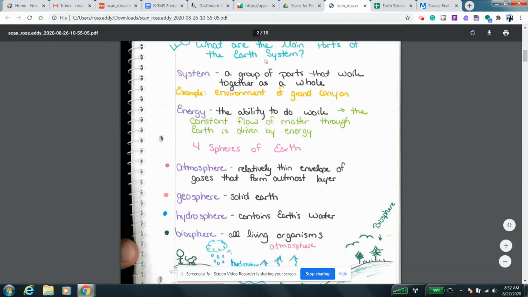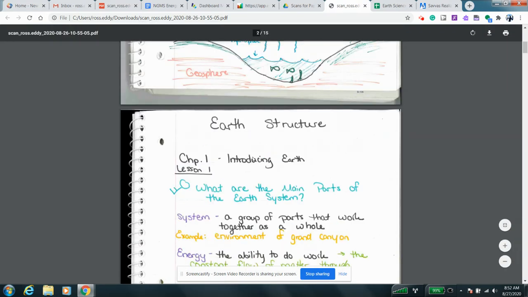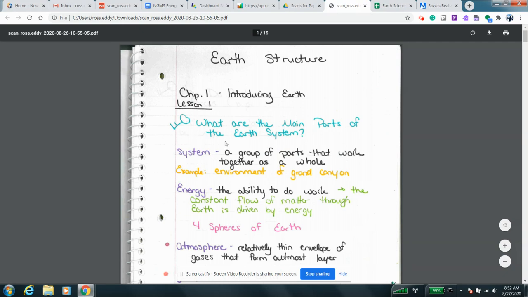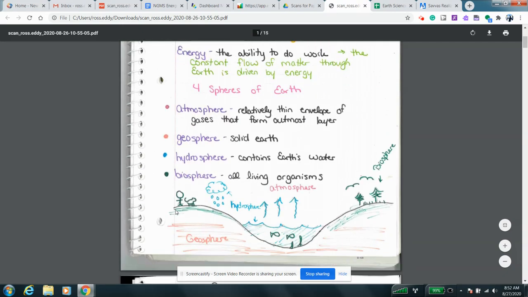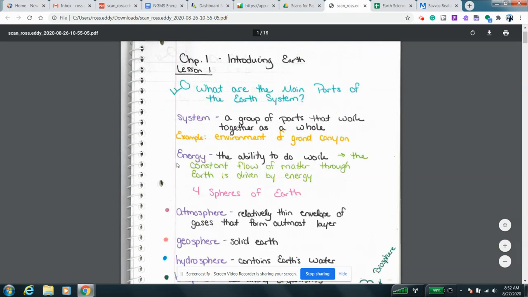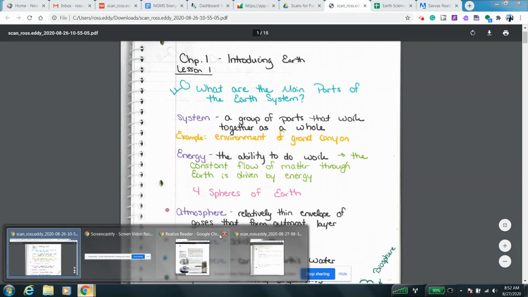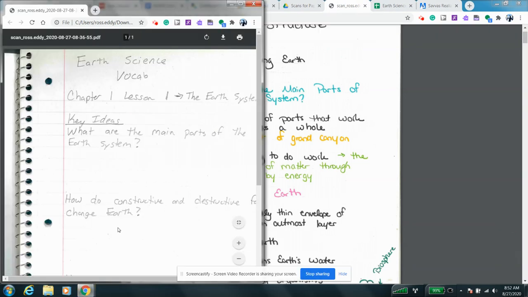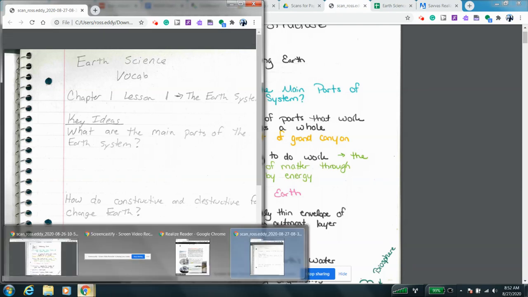And then she has her next key idea. She set hers up a little bit differently, and I'm asking you to put the key ideas on top and then answer them. But either way, she has all this. And do you agree that this is a lot easier to go back and read than what I have here, just the boring pencil? It is. So that is how we set up our vocabulary.